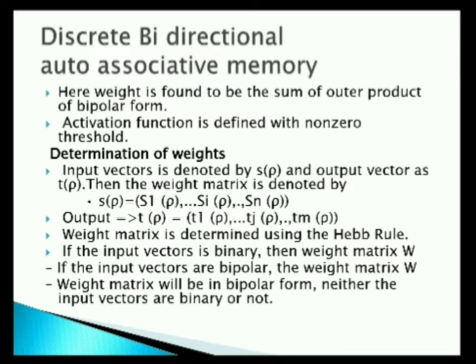The weight matrix is determined using the Hebb rule. Here, if the input vectors are binary, then the weight matrix W is computed from the binary form. If the input vectors are bipolar, the weight matrix W is computed from the bipolar form. The weight matrix will be in bipolar form whether the input vectors are binary or not.